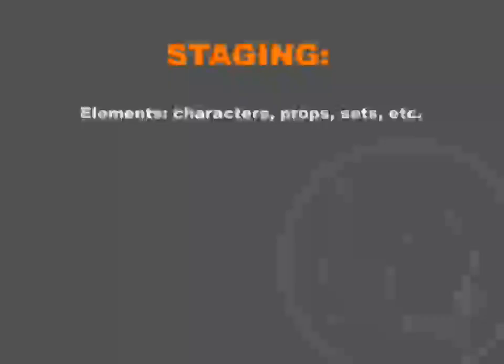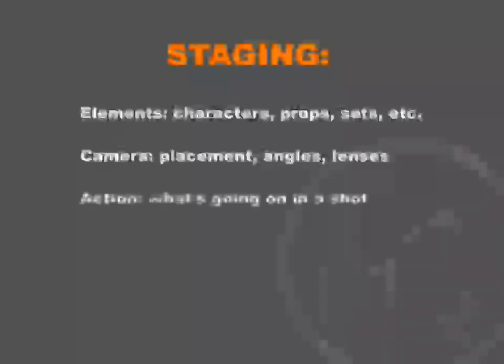First, we have the elements, the characters or the props, sets, and the way they are positioned around the screen. Second, the camera: the placement of the camera, the angle of the camera, or even the lenses that are used. Third is the action: what's going on in the shot, what physical action the character is doing, what is going on with the props. Anything that goes on within the shot will affect the staging of the shot.